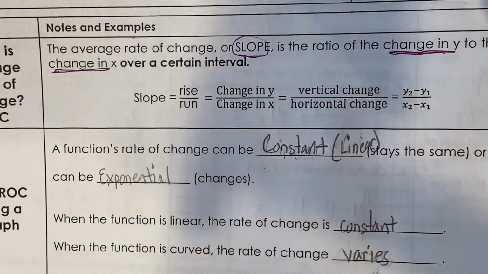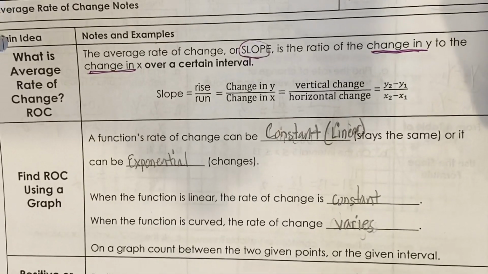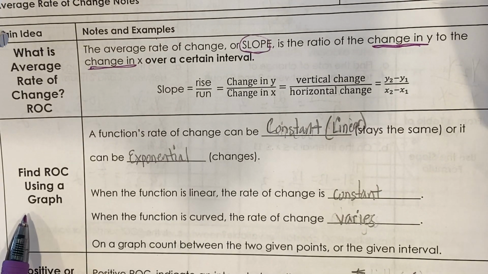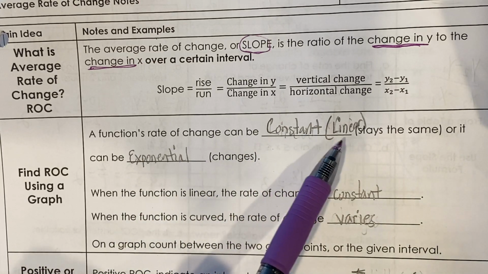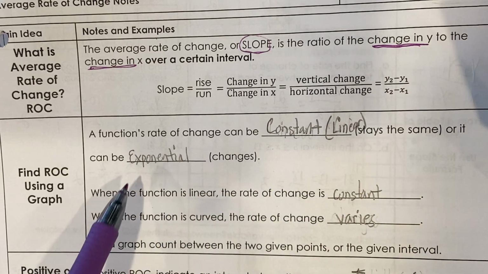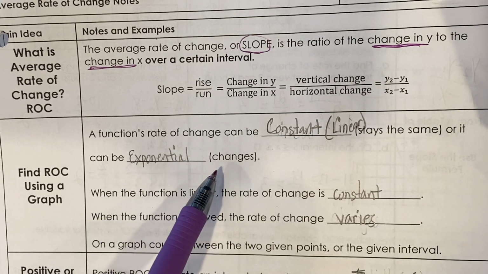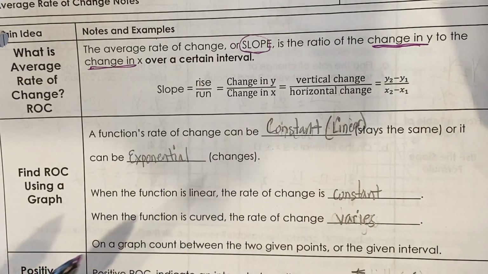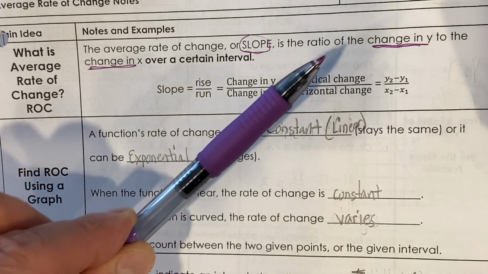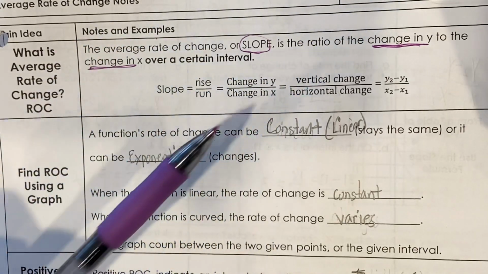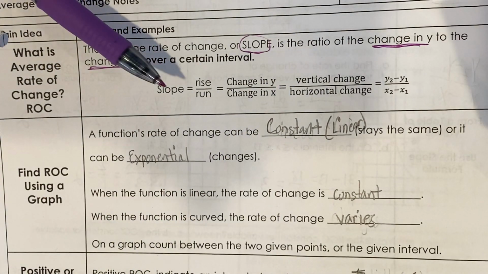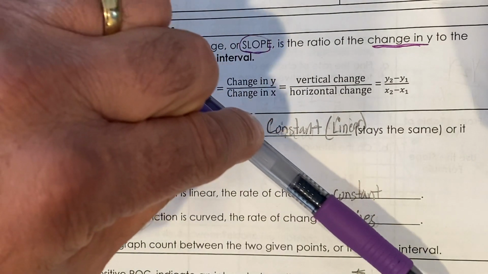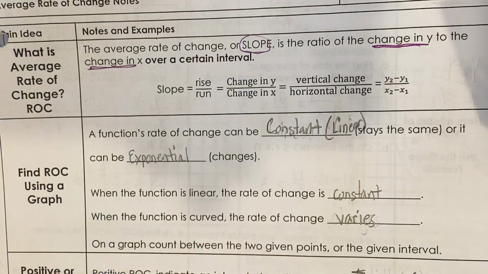all right? And so to find the rate of change using a graph, a function's rate of change can be constant or linear, it stays the same, or it can be exponential where it's changing. So constant linear means it's the same, like my pen is the same slope. As you go so many units to the right, it's going so many units up, or as you go to the right, it's going so many units down. So it's linear, it's constant. Up 3, right 1, up 3, right 1, up 3, right 1.